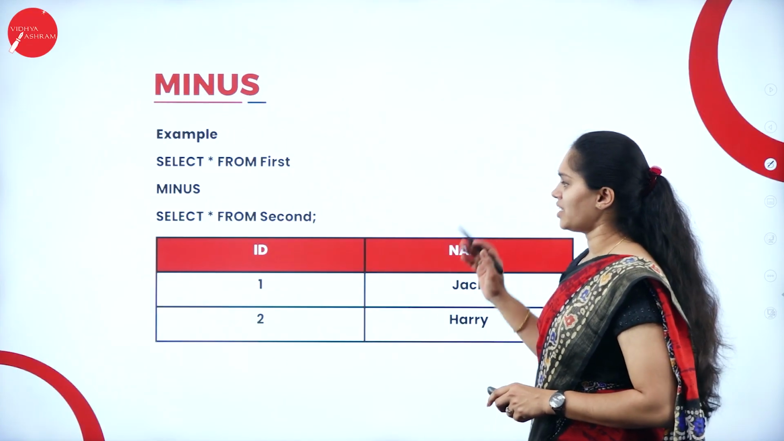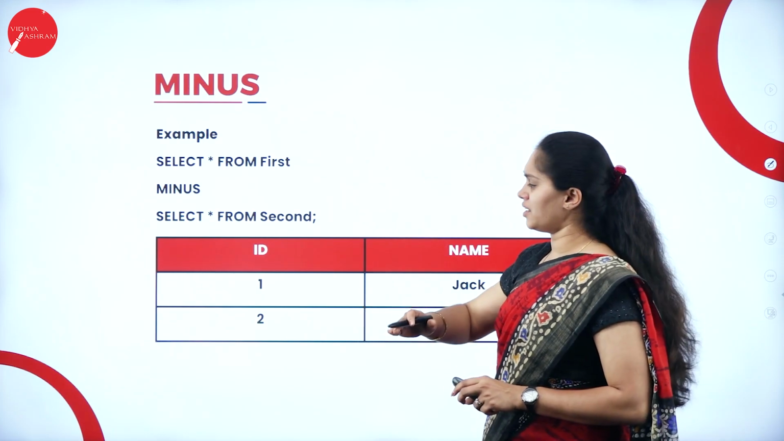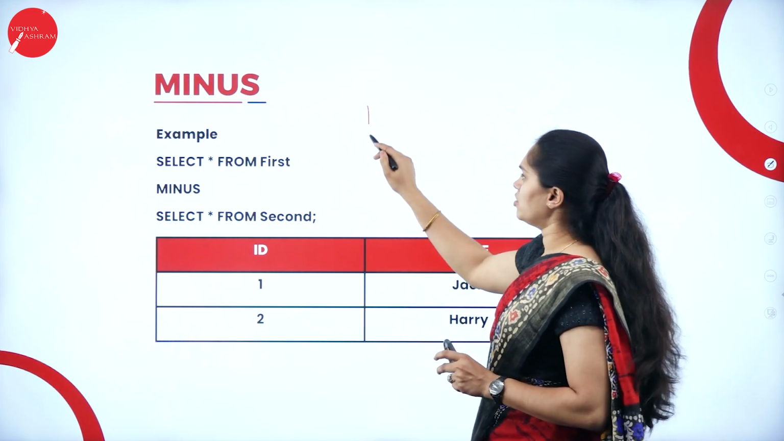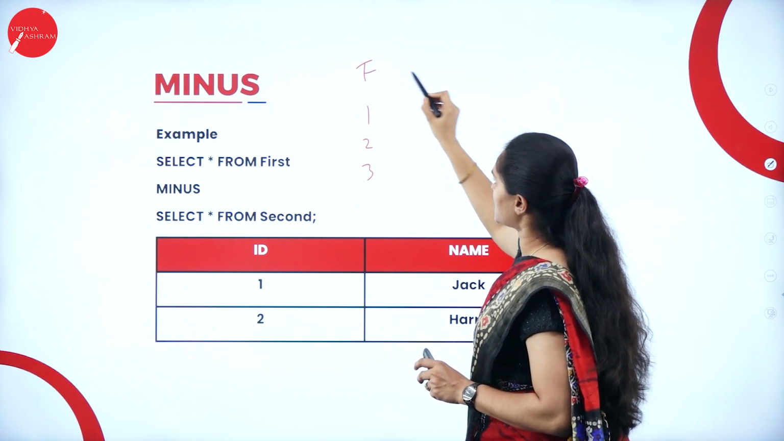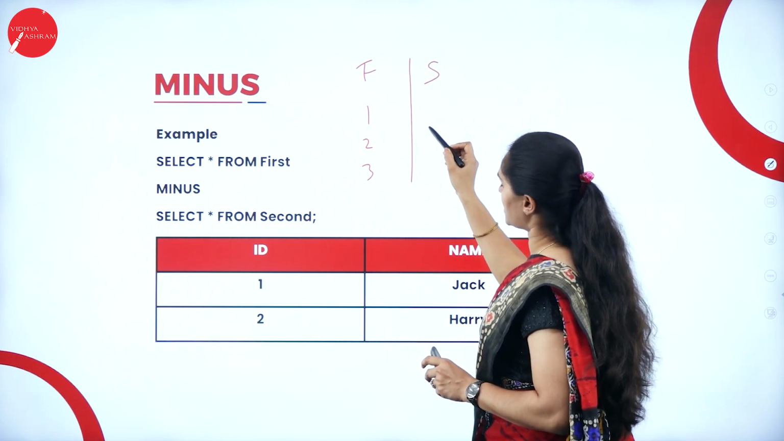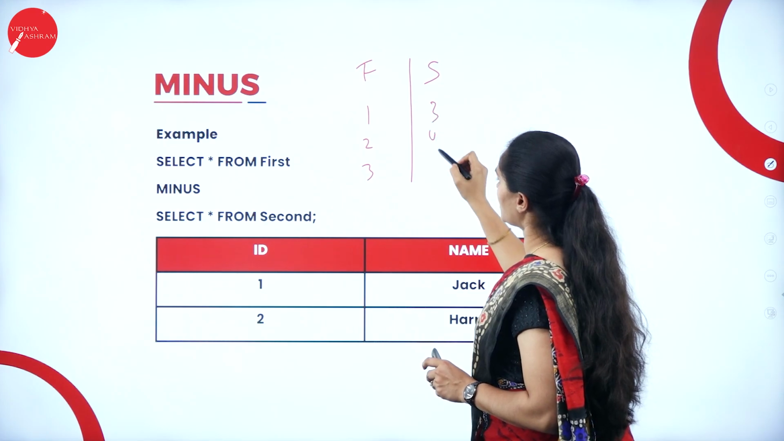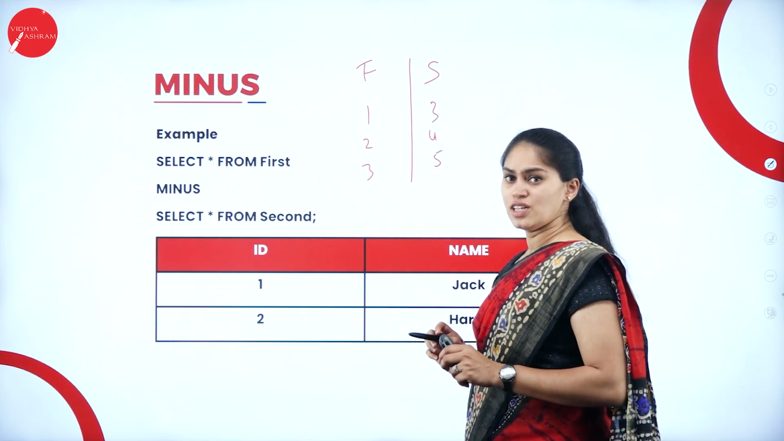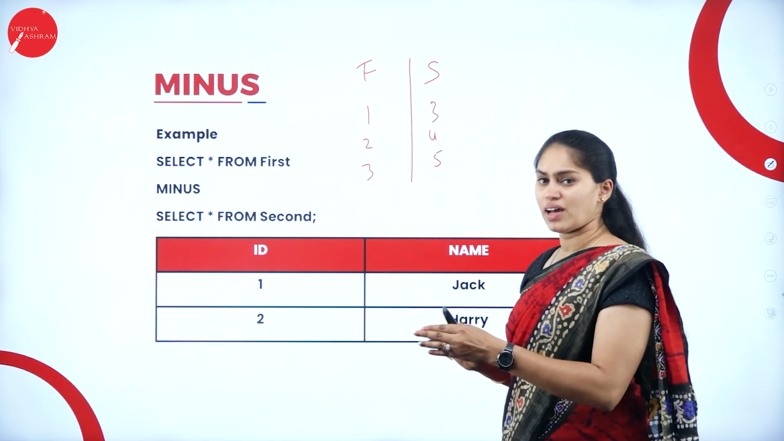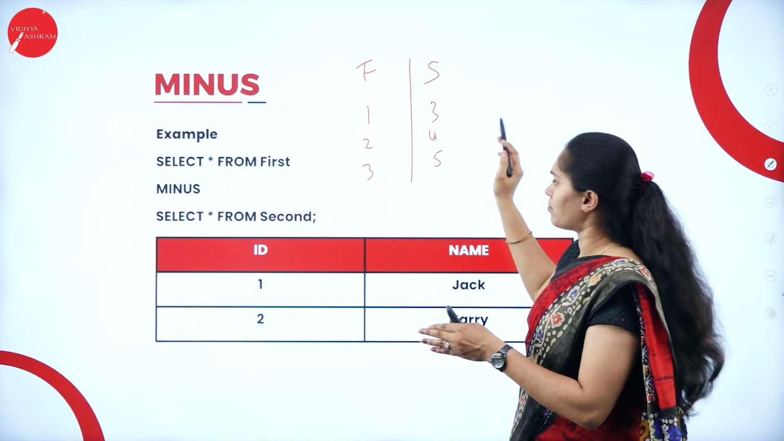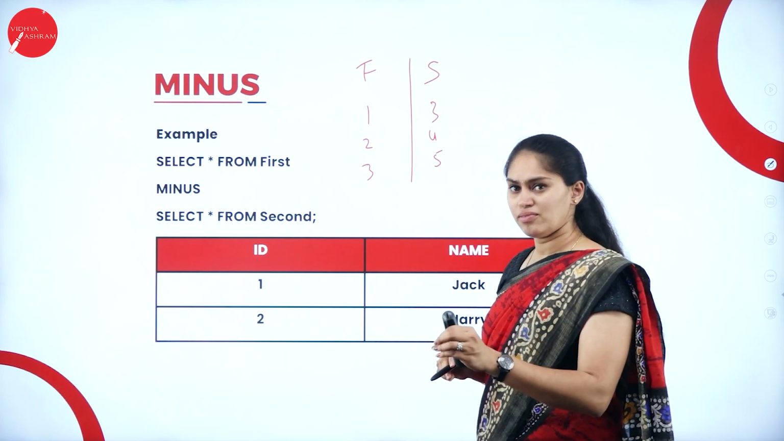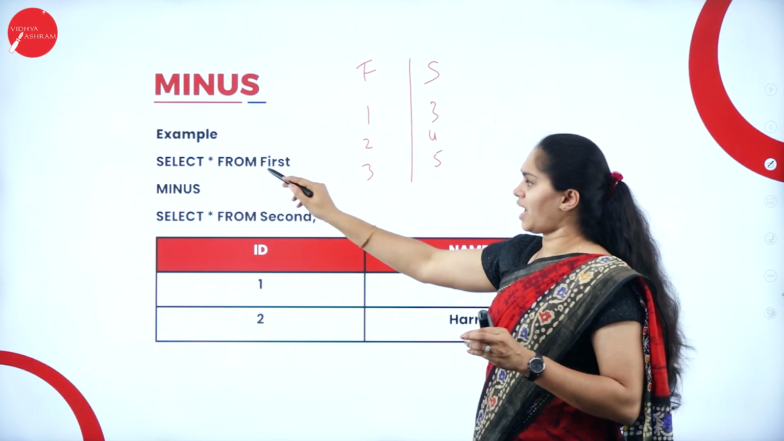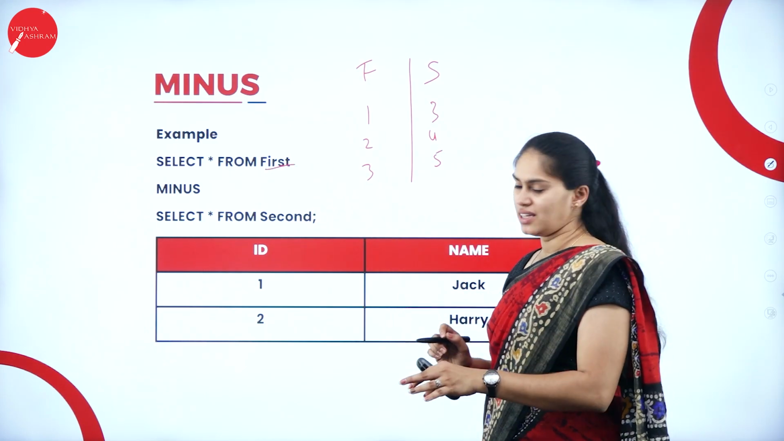So here you can see the resultant. In the first table we have 1, 2, 3. Let me consider this as the first table and this as the second table. Here also we have 3, 4, 5, right? So which we have in table 1 and which we don't have in table 2, that is what will be the resultant.